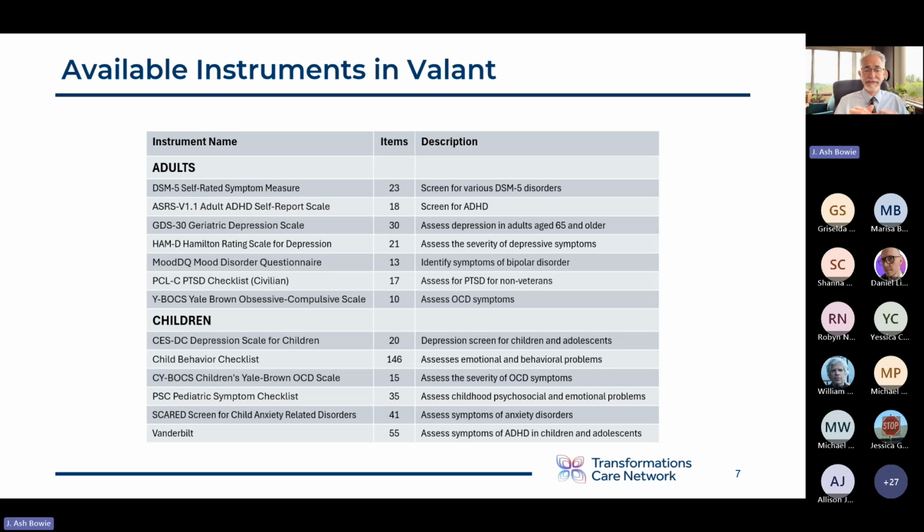The first one is a general DSM-5 screen. It's only 23 items. That's a very useful item. If you suspect ADHD, the ASRS is a very good adult ADHD screen. The GDS-30 is excellent. This is industry standard to assess depression for our geriatric patients. The Hamilton is another industry standard instrument that looks at the severity of depressive symptoms. I can encourage anybody who has potentially depressed clients to look at the Hamilton.